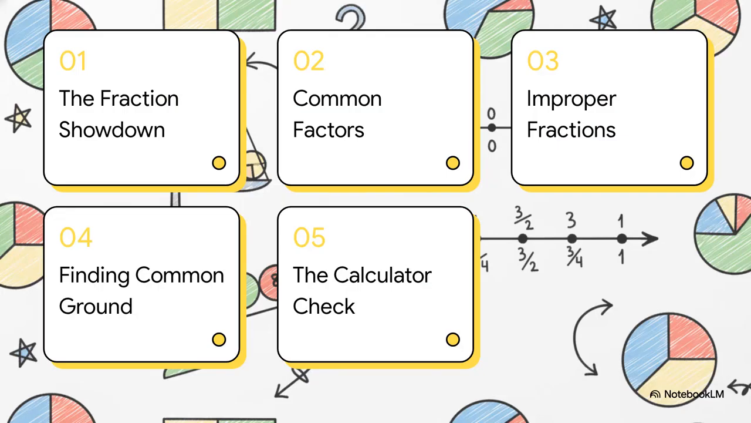So to conquer this, we're going to build out our fraction fighting toolkit. First, we'll get into simplifying fractions. Then we'll tackle those tricky improper fractions. After that, we'll find some common ground to compare them. And you know what? We even have a secret weapon, the calculator check.